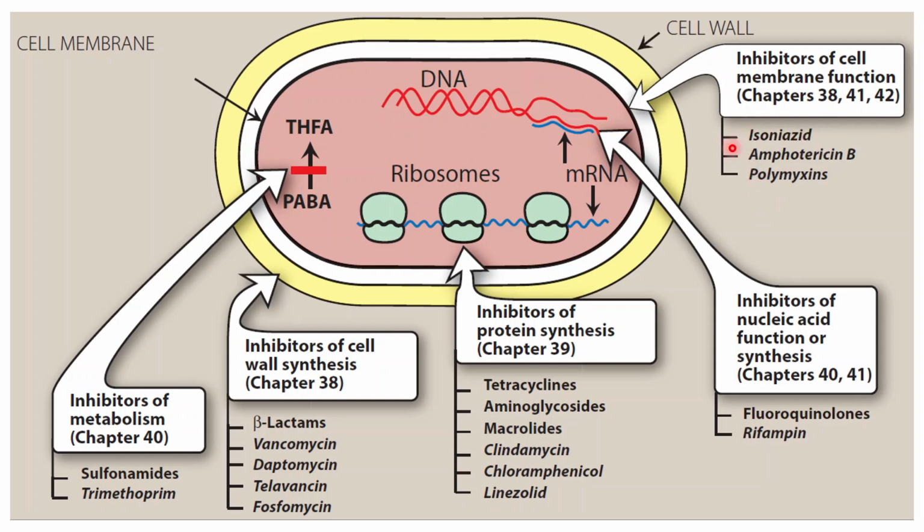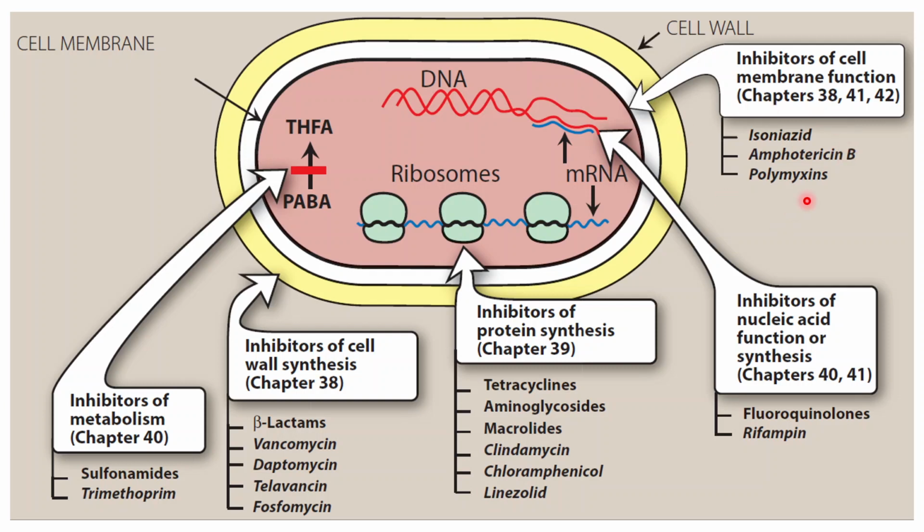This is mainly used for the treatment of tuberculosis with isoniazid, and that is actually because the cell membrane of the mycobacteria has mycolic acid, and synthesis of the mycolic acid is inhibited.